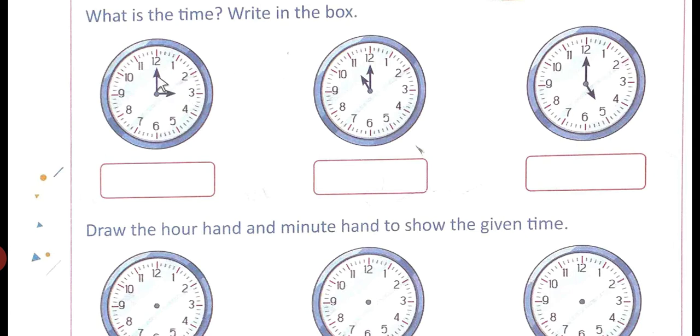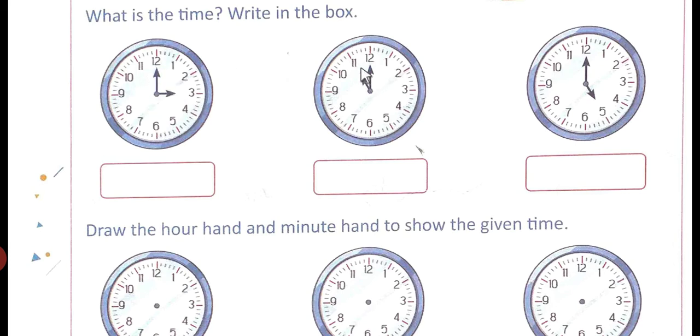Now you can see the two needles. One is the small needle focusing on 3 and one is a long needle focusing on 12. So what will be the answer here? The small needle is focusing on 3, so you will write 3 first, and the other needle is focusing on 12, so you will write 00. That means it is exactly 3 o'clock.